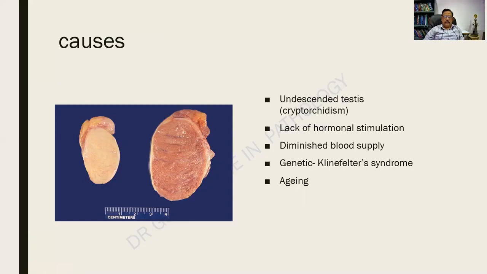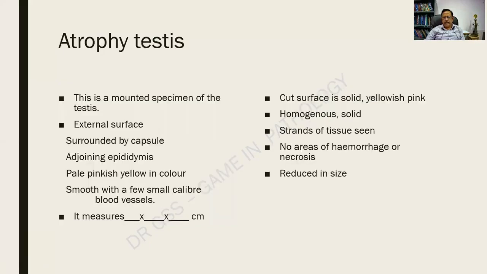Atrophy testis is one specimen that is commonly kept, and please remember that the examiner will be having a panel of jars in front of him, and he will be bombarding you with questions. Do not be satisfied with just identifying. When you identify, immediately the next question will be, what are the causes? What is the difference between hypertrophy and atrophy?